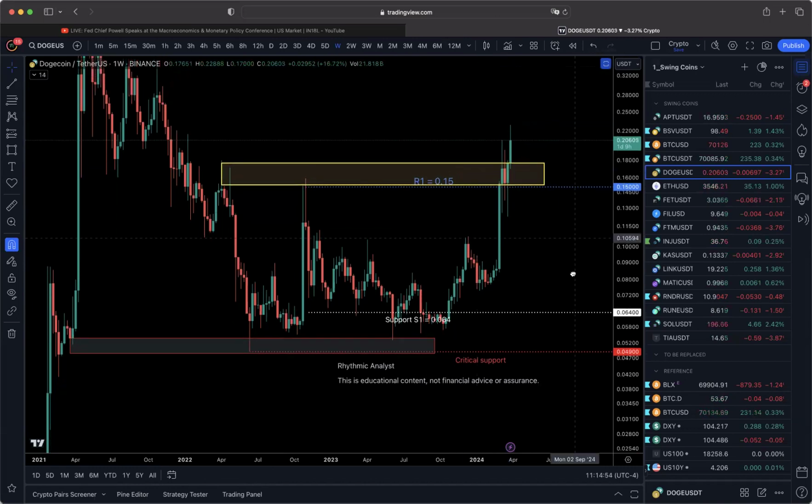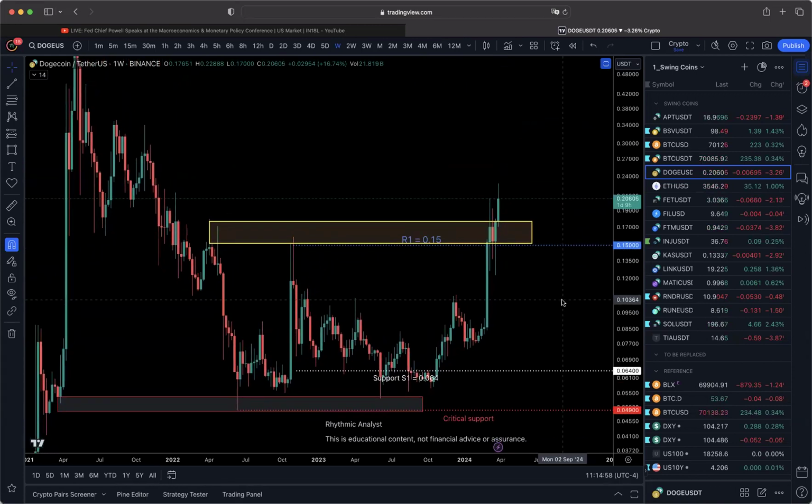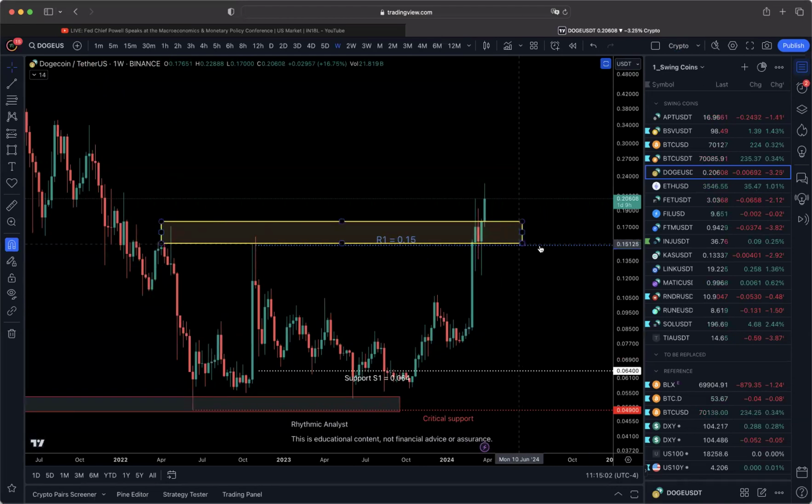So chill. No need to find out resistance. Just chill, unless it breaks this level. So again, we'll focus on support, right? Of course, this is not a critical level now. I'll just keep it like this for now.